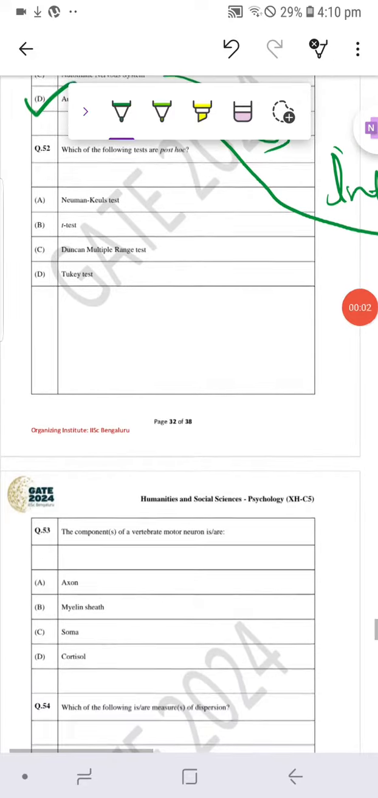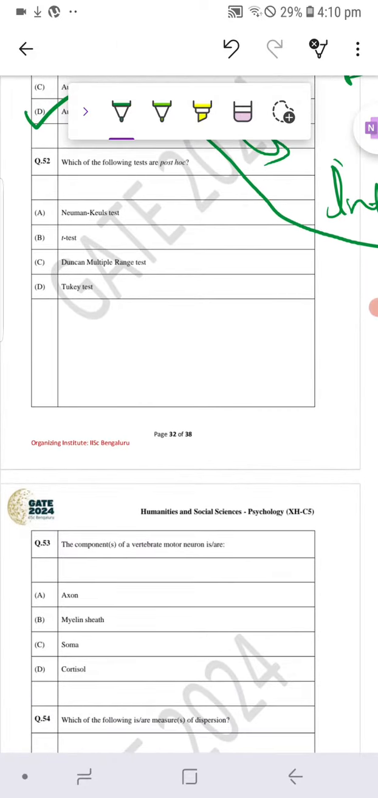Hello everyone. So we are solving question number 52 of Psychology Gate 2024 paper. Question 52 says which of the following tests are post hoc? Now the given options are Newman-Keuls test, t-test, Duncan multiple range test and Tukey test.